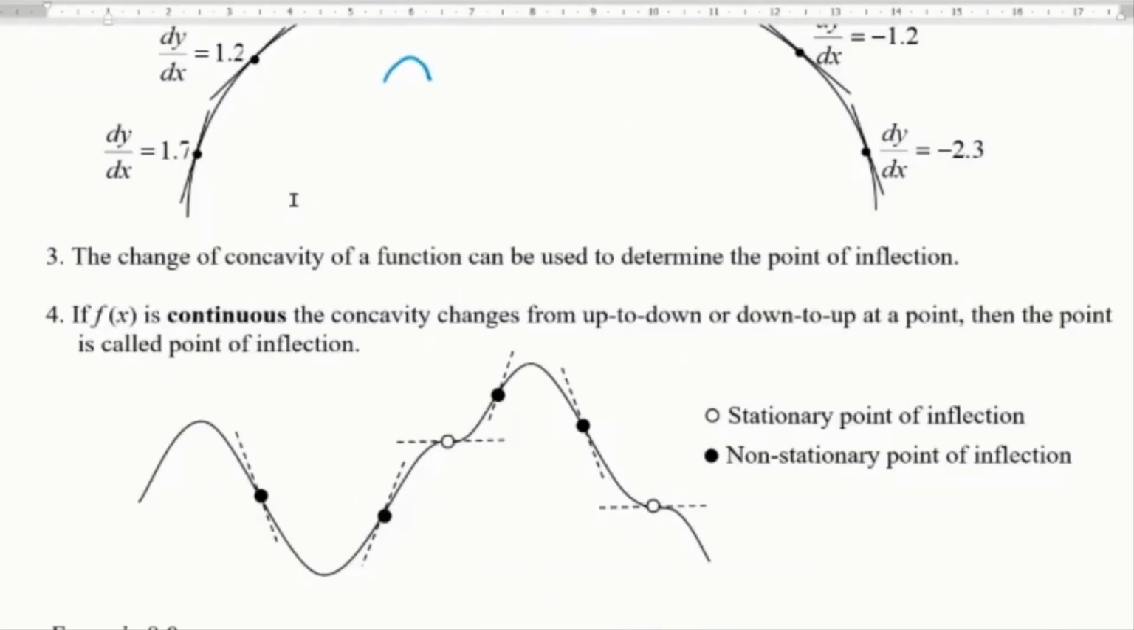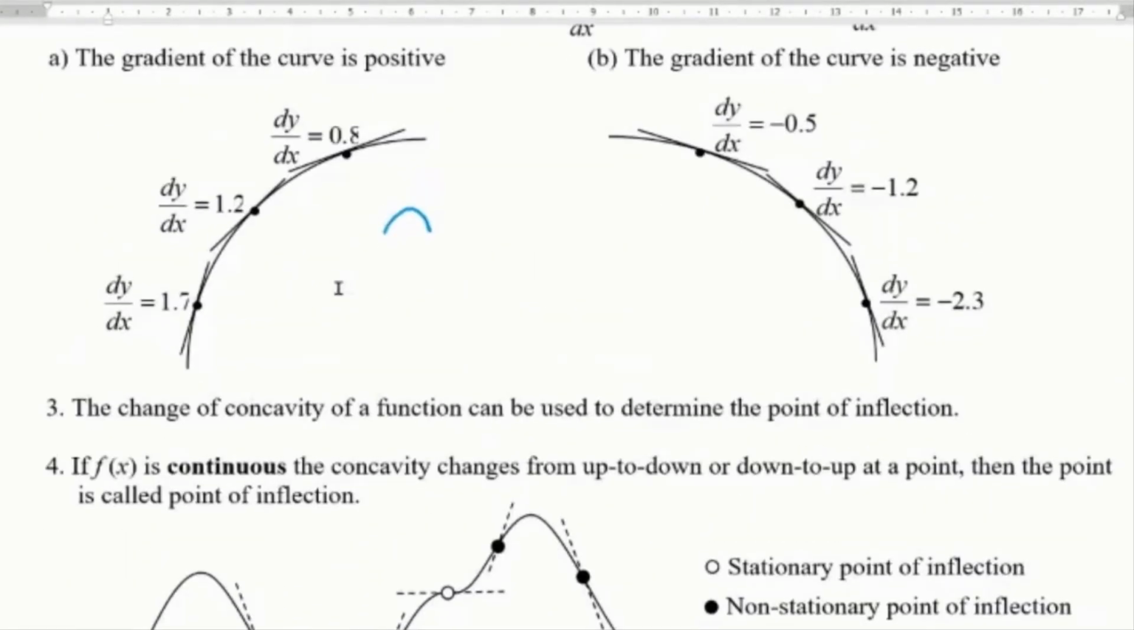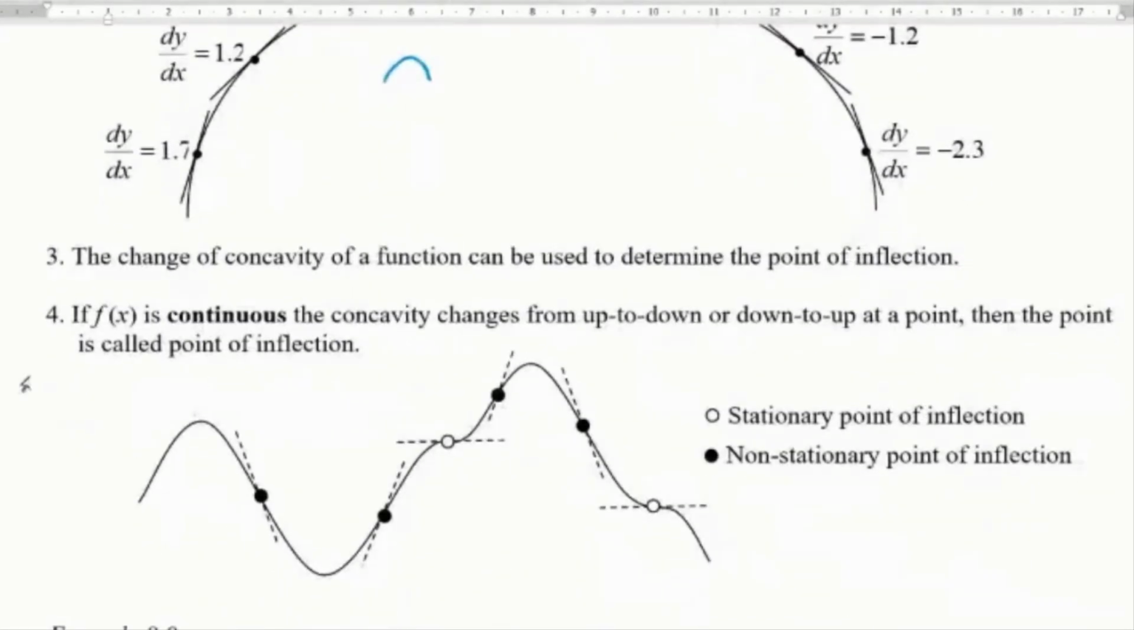So now we go to here. Why do we study concave upward and downward? Because of the change of concavity. Concavity means maybe concave upward, maybe concave downward. The change of concavity of a function can be used to determine the point of inflection. So that's why we study concave upward and downward, because we are going to identify which point is the point of inflection. So what is a point of inflection?